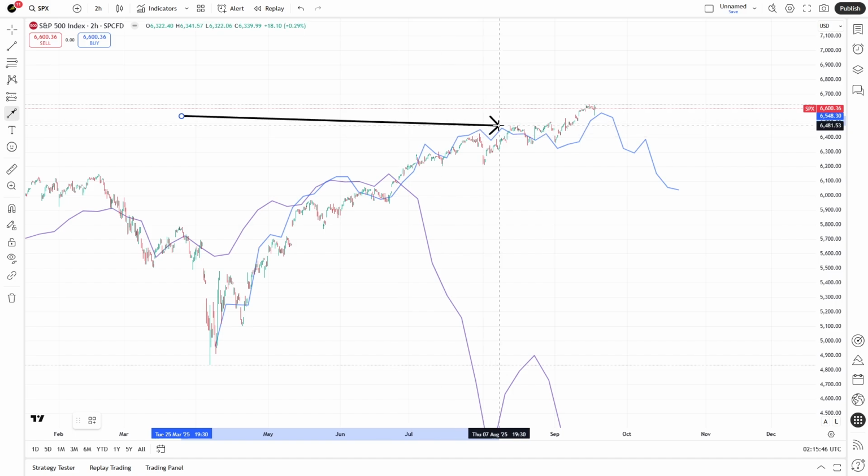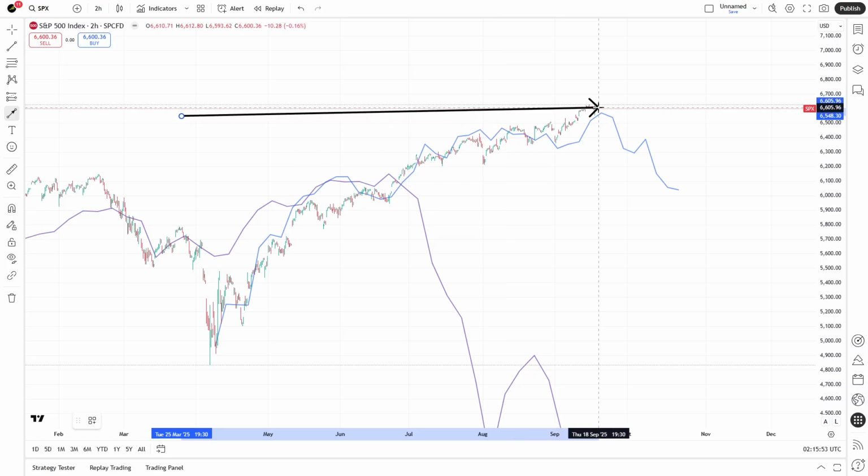If this is the scale that it's playing out at, and at the moment it does look like it is, we could also potentially be working on that final peak. This is the S&P 500. How about we look at the Nasdaq?